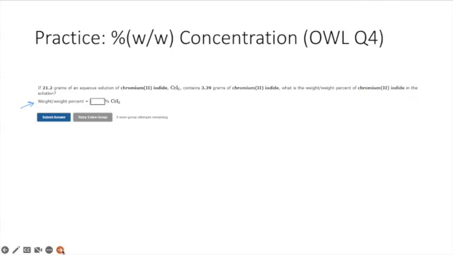But if we remember, part over total times 100. So 3.39 is smaller than 21.2, so I'm going to put it on top. When we do percent weight, it doesn't matter what the unit is as long as it's the same on top and bottom, and both of them are grams, so I'm happy.